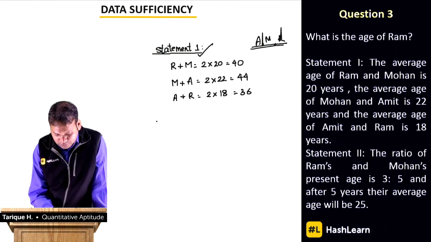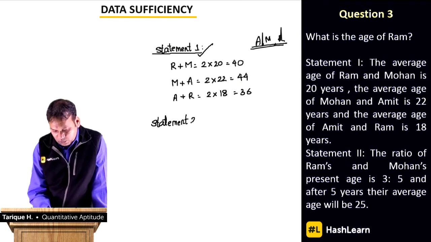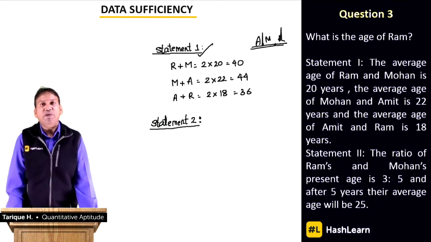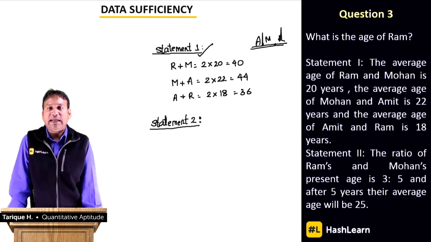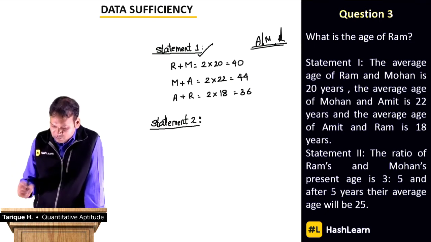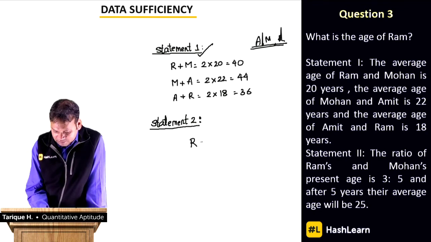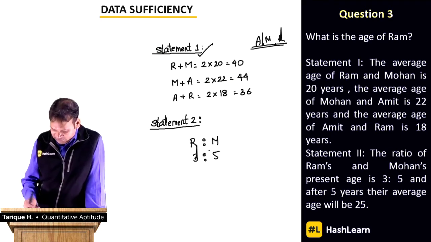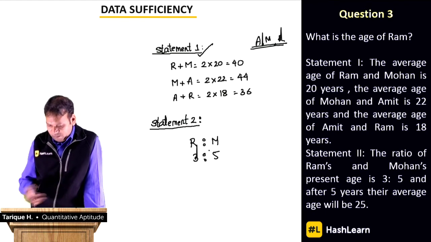So, okay, let's go to statement 2. This is the difference between problem solving questions and data sufficiency questions. In data sufficiency, we don't actually solve and find out the exact answer, but rather we have to just see whether the answer can be obtained or not. Let's look at statement 2. The ratio of Ram's and Mohan's present age is 3:5. So Ram and Mohan's present age is 3:5. And after 5 years, the average age will be 25.